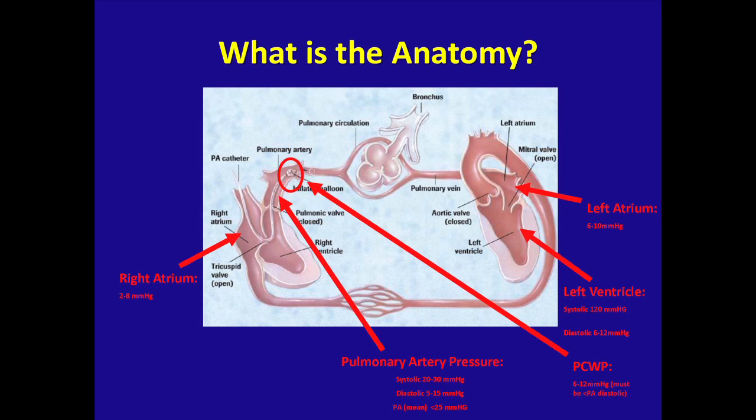But really one of the keys that I was alluding to before is this balloon at the tip of the catheter. We are able to inflate this balloon and wedge it into this blood vessel, and then we can get what's called a pulmonary capillary wedge pressure, which estimates the pressure on the left side of the heart. If this wedge is not accurate or we can't get it, that's when we put the catheter into the artery and measure the pressure on the left.